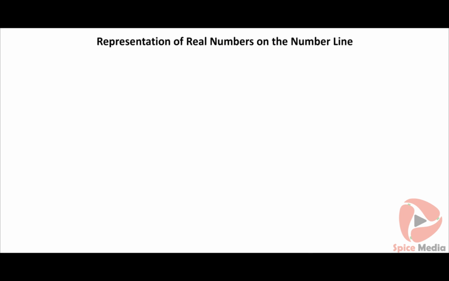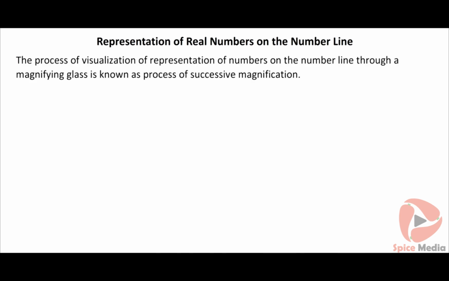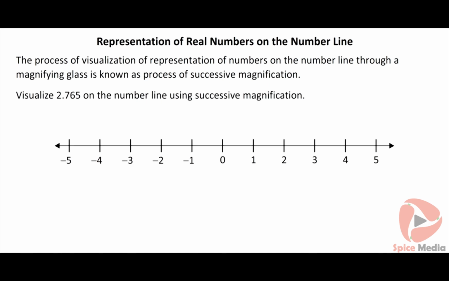Representation of real numbers on the number line. The process of visualization of representation of numbers on the number line through a magnifying glass is known as the process of successive magnification. Let us visualize 2.765 on the number line using successive magnification.